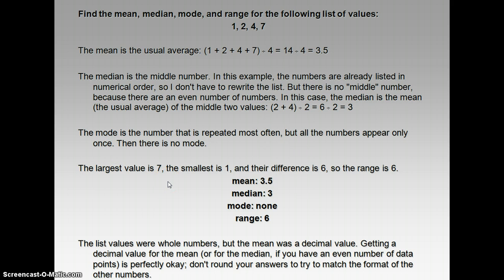And lastly, to find the range, we can see in this set of numbers that 7 is our highest value, and the smallest value is 1. So the difference is 6, because 7 minus 1 gives us 6. So our range is 6.